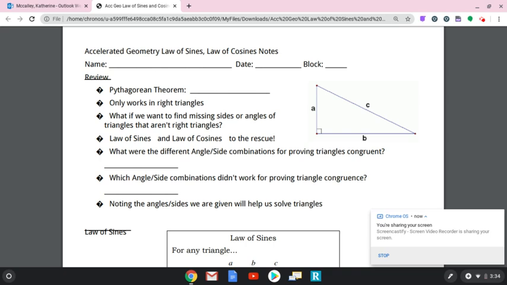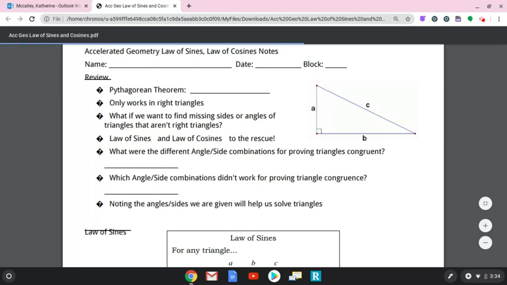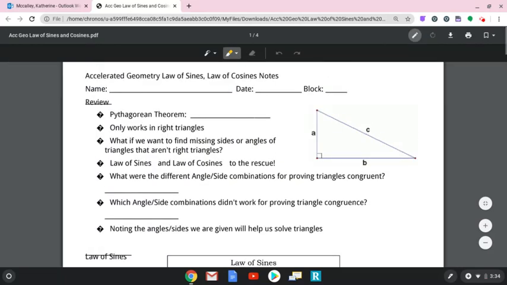Good morning, Excel Geo. What we're going to do today is talk about our last concept that we're going to learn this year. We're going to talk about law of sines and law of cosines. Today, we're going to focus on law of sines, and then tomorrow, we are going to introduce law of cosines. So that's what we're looking at today, law of sines.